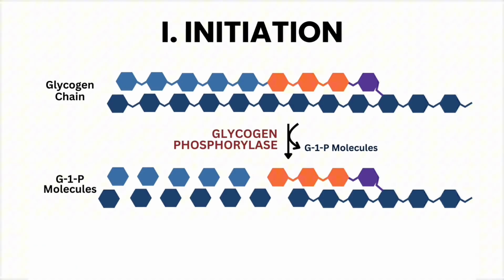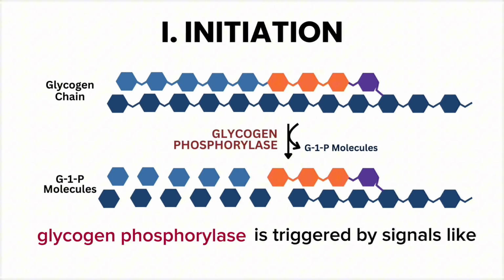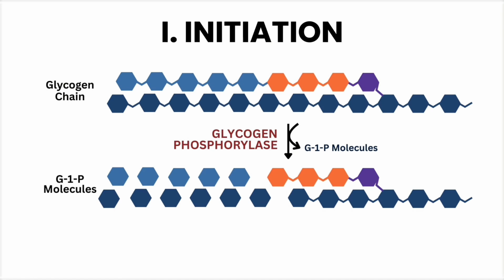Step 1. Initiation. Glycogenolysis begins with the hormonal activation of the enzyme glycogen phosphorylase. It is triggered by signals like glucagon in the liver or epinephrine in the muscles. With the help of inorganic phosphate, this enzyme cleaves glucose units from alpha-1,4 glycosidic bonds of the glycogen chain. This releases glucose 1-phosphate, or the G1P, shown as the sky blue hexagon in the diagram.